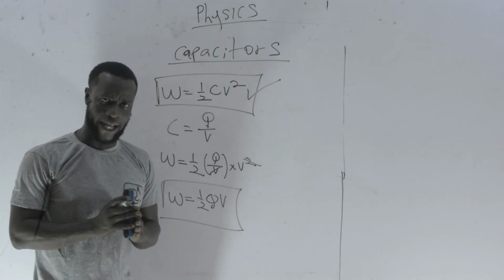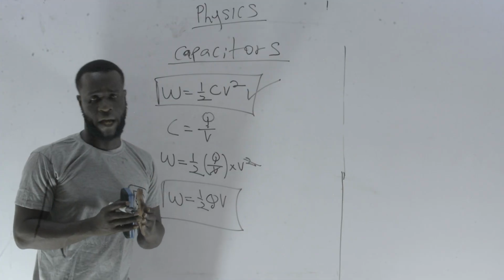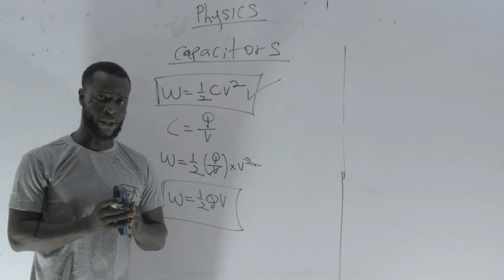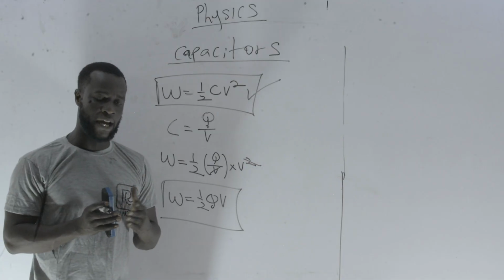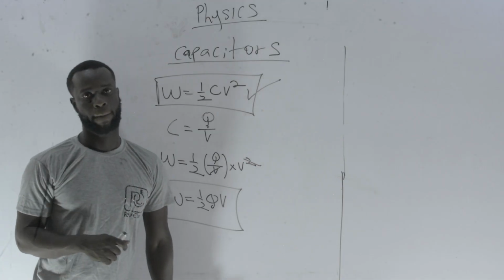The next thing that we'll look at is the arrangement of capacitors. And of course, there are 2 ways we can arrange capacitors, either in series or in parallel. Once we look at that, then we'll take further questions.